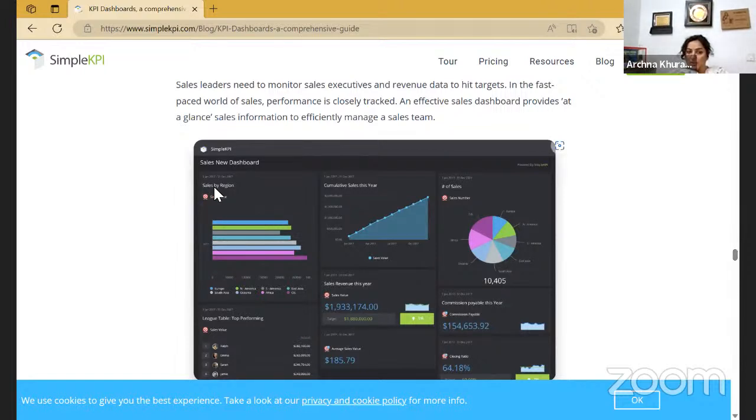So all the topics written here: sales by region, cumulative sales this year, number of sales done, commission payable this year, sales revenue this year, and league table of top performers. We will capture all of these things, and that's when you can design and create a sales dashboard for your organization on your own. You don't have to really take up this software. Just put the measures correctly and then these things can be done on an Excel sheet also. Have you ever created charts on an Excel sheet?